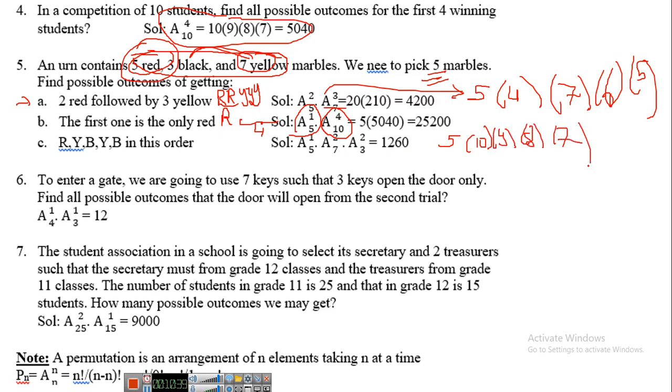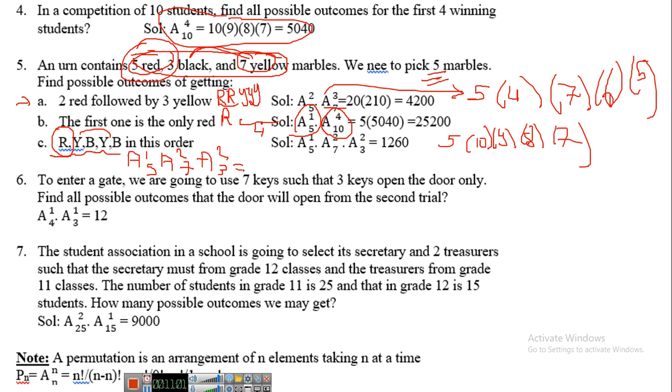7. I want this order: red, yellow, black, yellow, black. So how many red do I have? 1. Order is important, so 1 out of 5 arrangement. How many yellow do I have? I have 7 yellow, 2 out of 7. And then I want 2 black. How many black do I have? 3. I want 2, 2 out of 3.